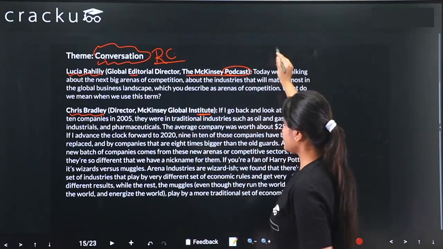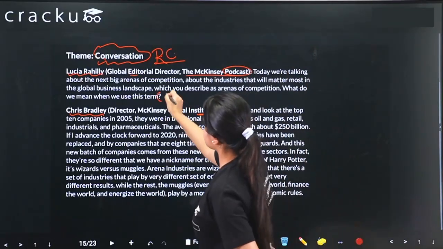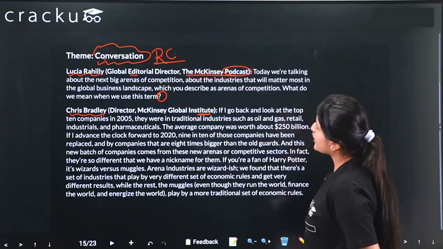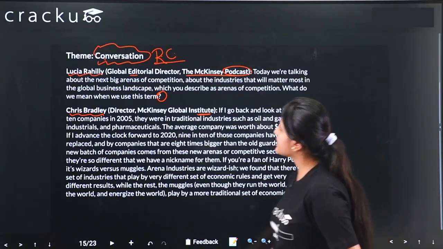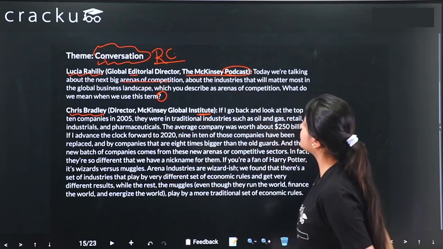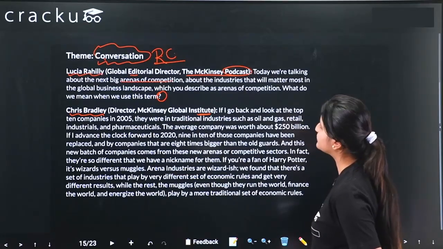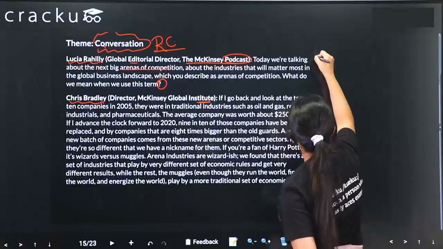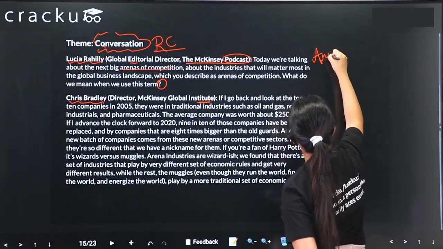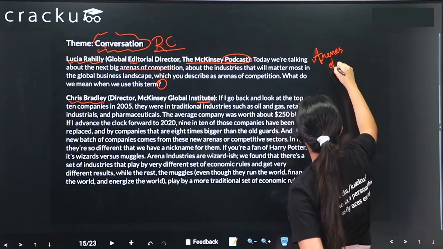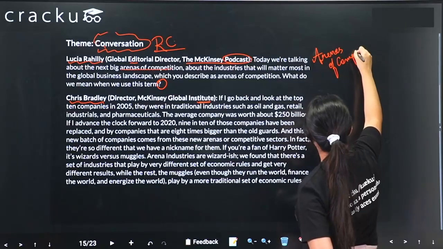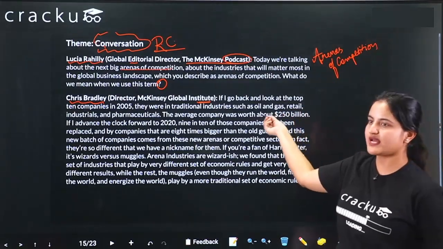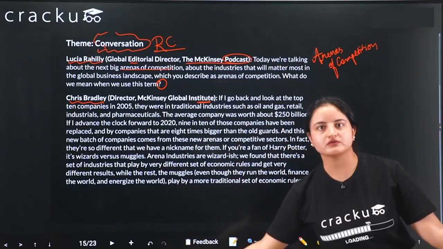Now, Lucia is asking something, right? What is she asking? Today, we are talking about the next big arenas of competition, about the industries that will matter most in the global business landscape. So here she is talking about arenas of competition. And how do you know what she means? It can mean many things. An arena of competition can be a sport competition also.